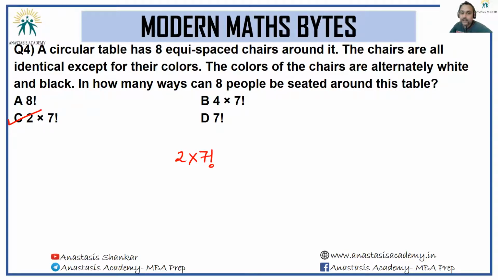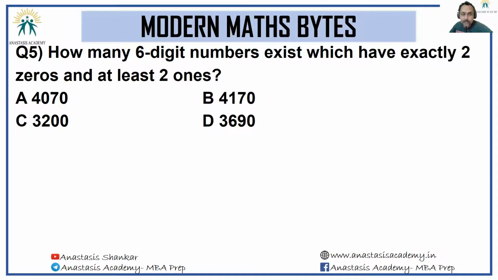It's a very theoretical question. There is no maths around it. Last question. How many 6-digit numbers exist which have exactly 2 zeros and at least 2 ones?